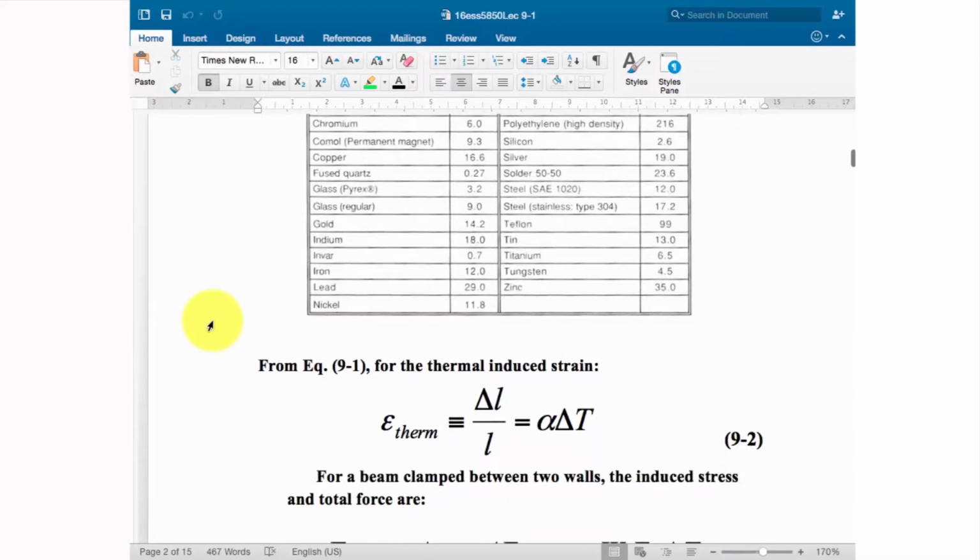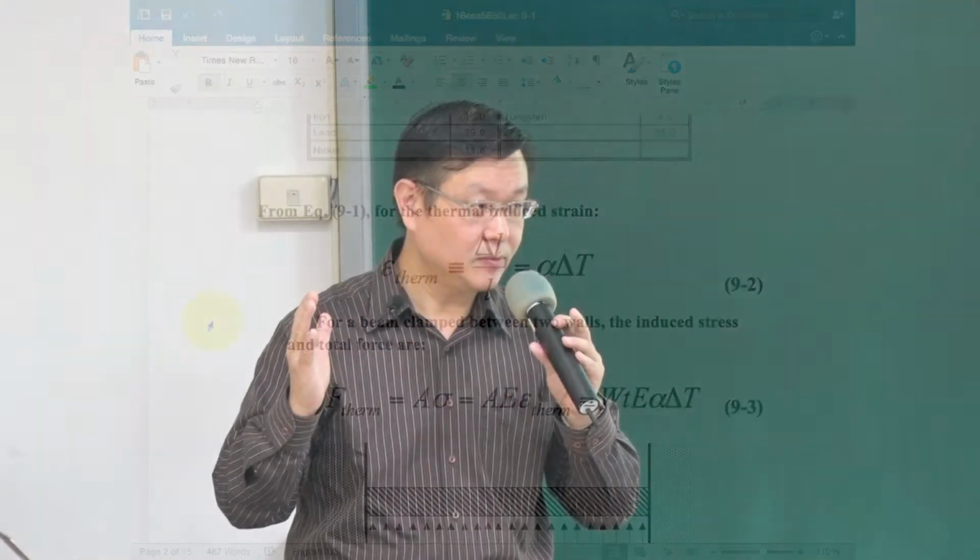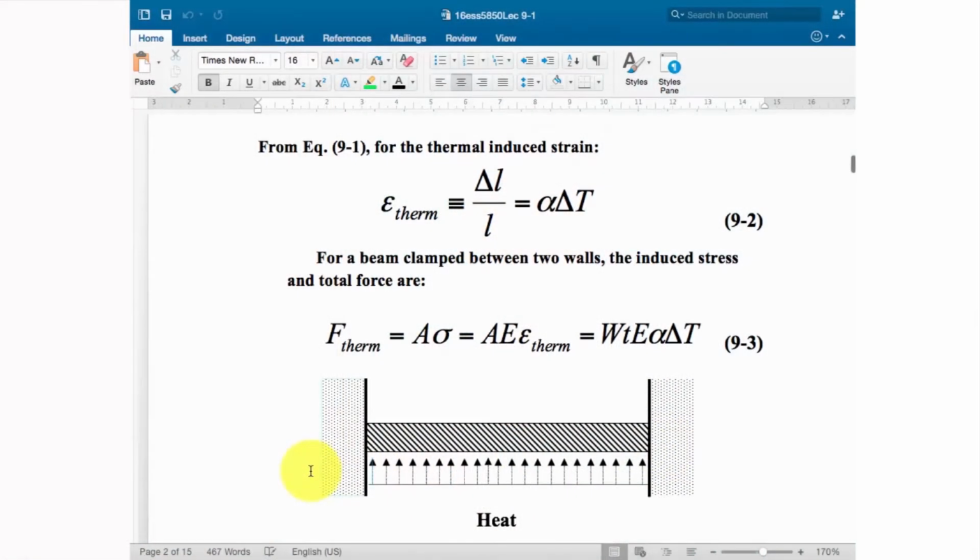Now we consider the next topic, about the stress. When we have thermal expansion, not only does the structure expand, becoming longer and wider, but also if you clamp the material between two structures, for example two walls, the material will give a strong stress onto the wall. Stress times area means a force. The stress caused by the thermal expansion will be expressed by this equation, the thermal expansion stress.